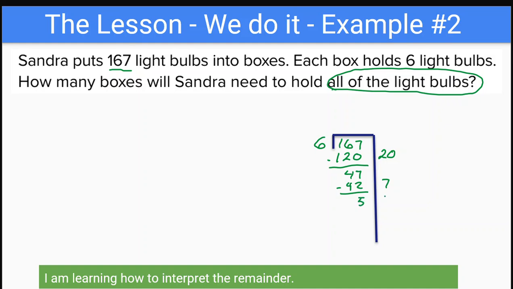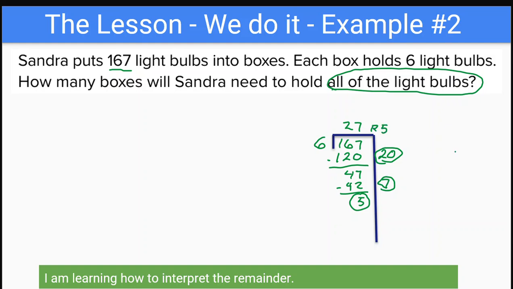All right, now so far we have 27 full boxes. We used 20 sixes and then we used 7 sixes. So that's 27 full boxes, but we still have 5 of these light bulbs just sitting there waiting to be put away. Well, if she wants to put away all of the light bulbs, she needs one more box, right? Because we have 27 full boxes, remainder 5 light bulbs.